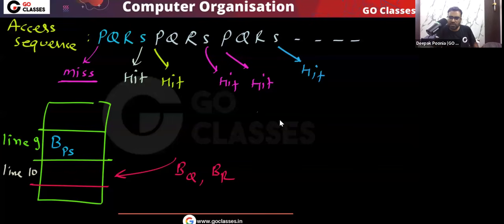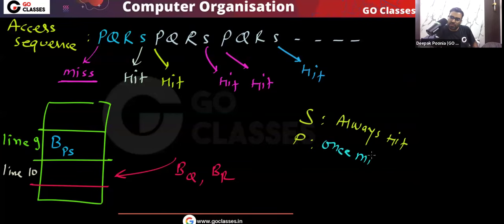But remember, S is always a hit. Did you notice? S is always a hit. And what about P? First time miss, then it is always a hit. Yes or no? P is first time miss, then always hit.